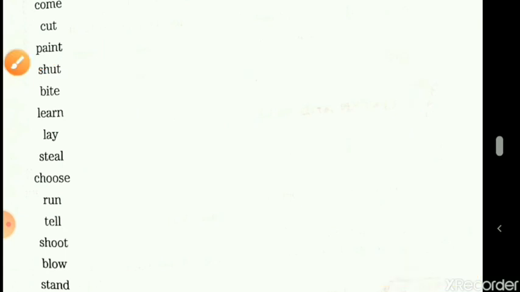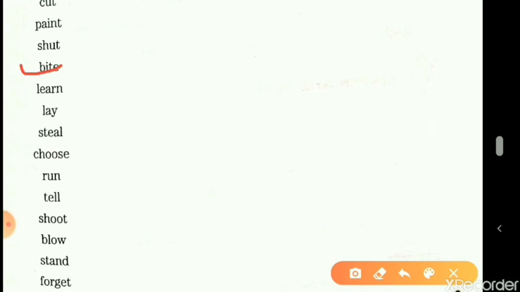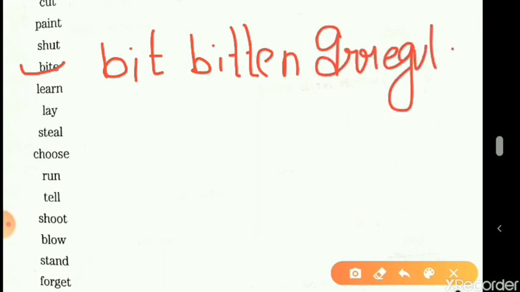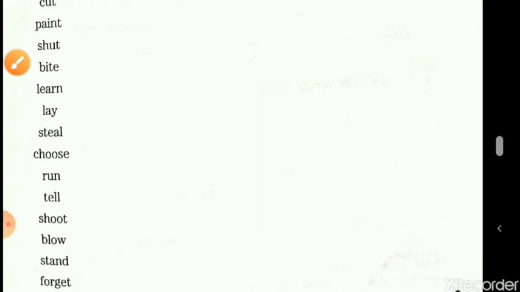Now, the fourth word is bite. Bite, the past form is bit and the past participle form is bitten. Again, these are irregular verbs. Bite, bit, bitten, irregular verbs. Students, the next example is learn.